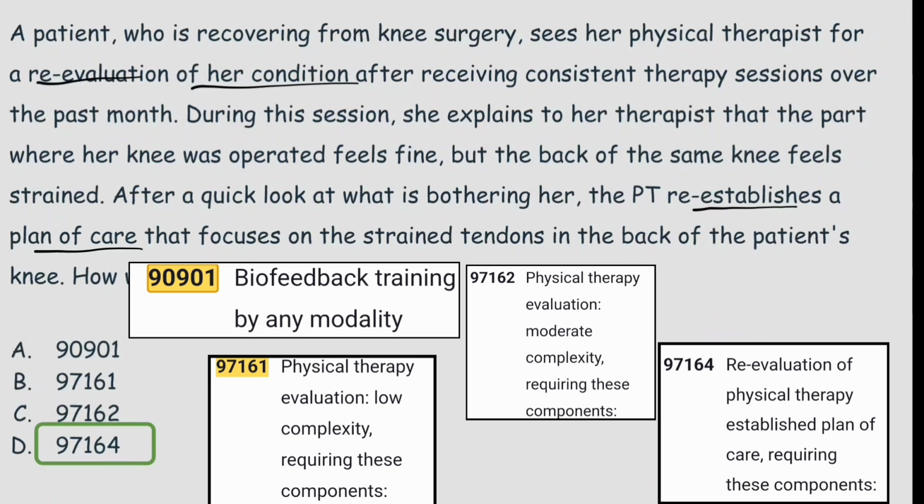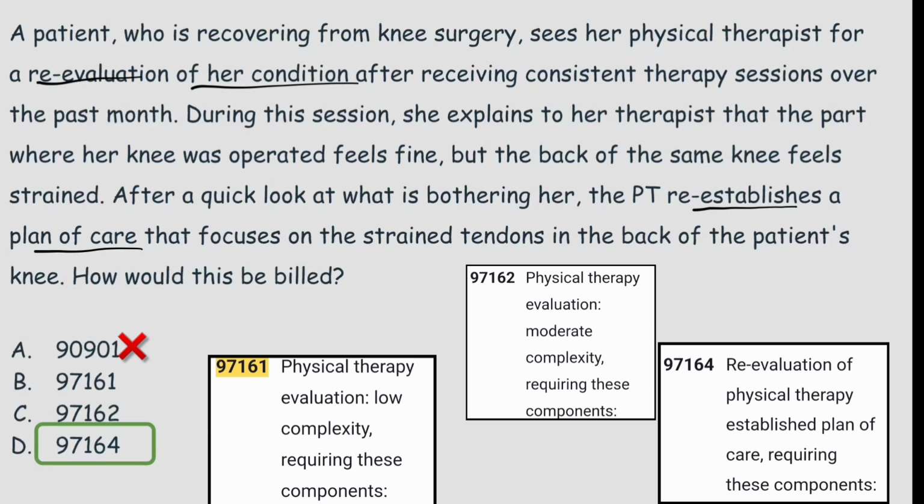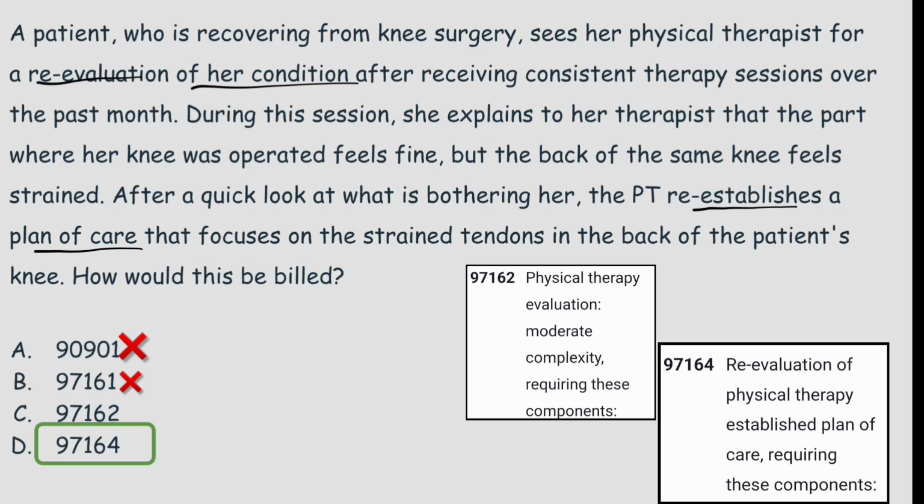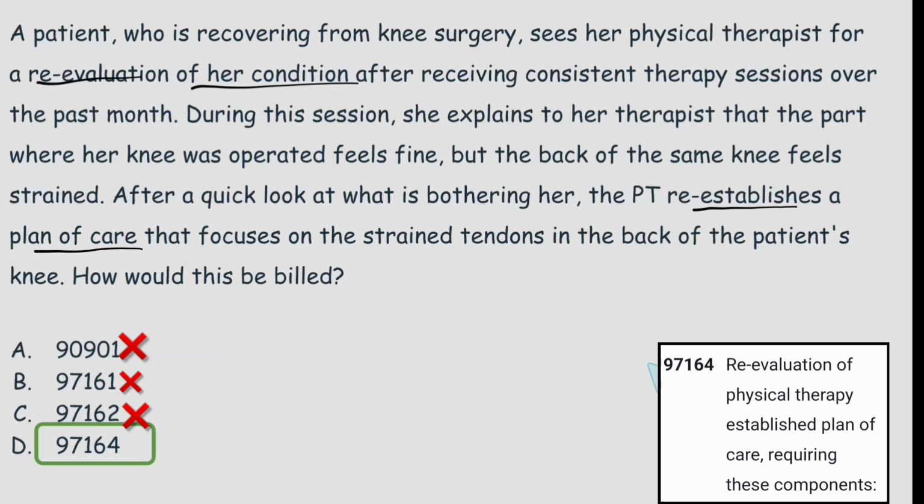Option A, 90901, is wrong because that is for biofeedback training, and in the question they have not mentioned biofeedback training. So option A is wrong. Option B, 97161, is for physical therapy evaluation low complexity, but in the question they have mentioned re-evaluation, so this is not the correct answer. We'll eliminate option B. Coming to option C, 97162, that is for physical therapy evaluation, moderate complexity, but in the question they have mentioned re-evaluation. So we have to code appropriately for re-evaluation only. We cannot code 97162, so eliminate option C also.